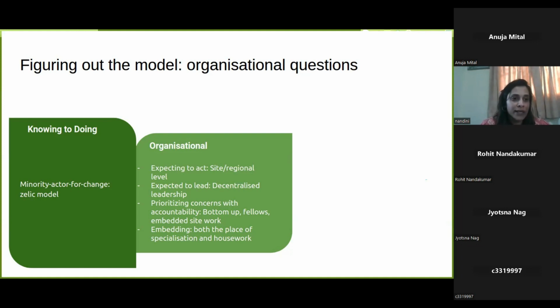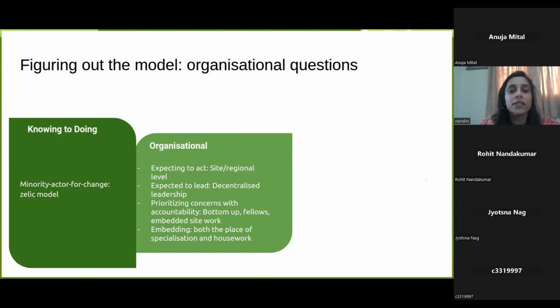So who are we expecting to act? And at what level are we expecting to act? So maybe we could argue, based on the document that we have all co-written and co-produced, that we are expecting to act at the site and the regional level. Who is expected to lead? So if some of the points that I made were compelling enough, I think decentralized leadership would be one expectation of leadership.